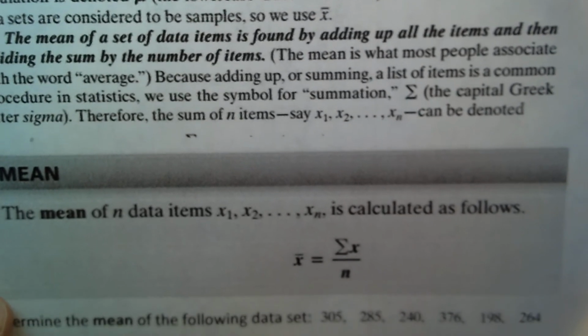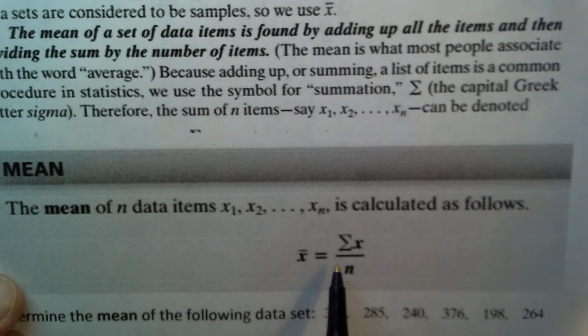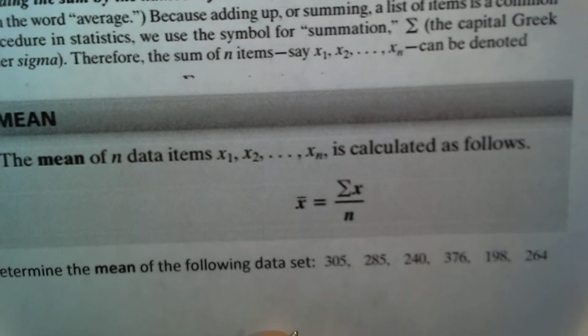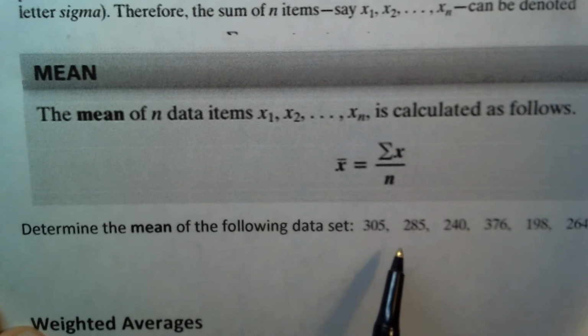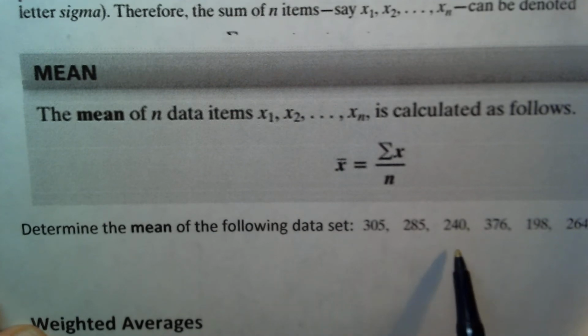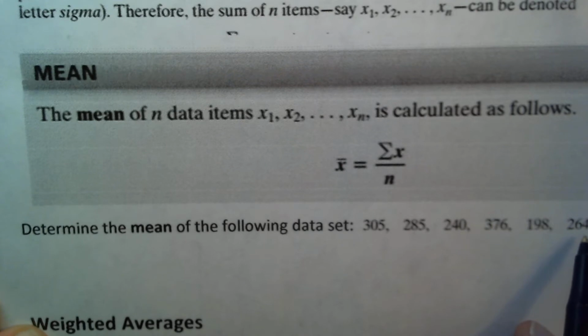And therefore, the mean of n data items is calculated as follows. X bar is the sum of all the data items, x sub 1, x sub 2, and again, that's all contained in the summation symbol, the sum of all values of x divided by n, and that is how many data items we have. So, as a very simple example, let's compute the mean of the following data set. The numbers are 305, 285, 240, 376, 198, and 264.